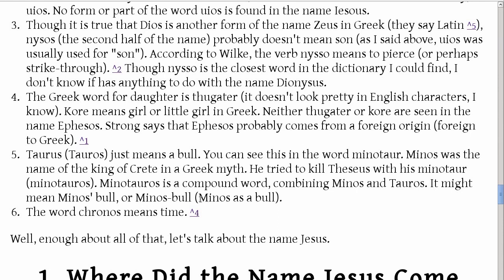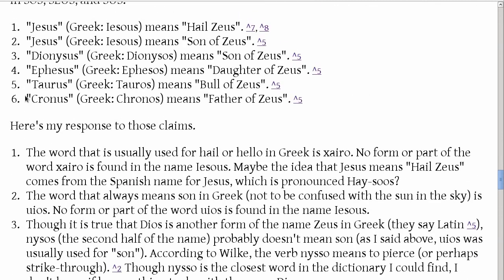bull, which would be possibly Minos as a bull, as if Minos transformed into part bull, part human. In the story or the myth, then the Minotaur was a part bull, part human. He had a bull's head, and yeah. The word chronos means time, which is where the name of the pretend god Cronus comes from. Chronos, time. It has nothing to do with their claim that Cronus means father of Zeus.